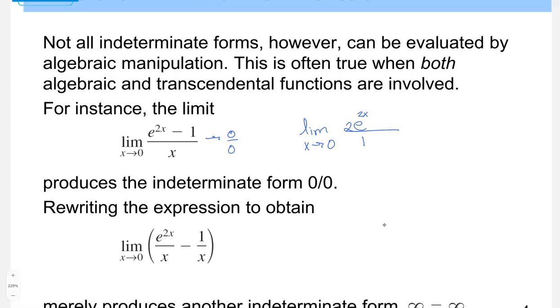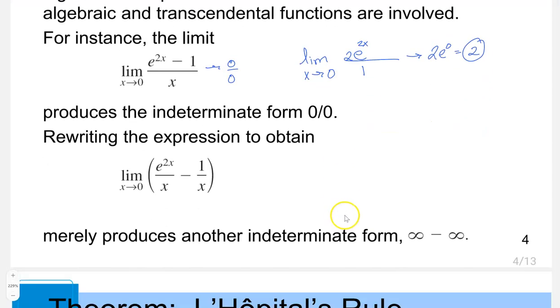Notice this is not the quotient rule. It's the derivative of the top and the derivative of the bottom separately. And then now we're going to reevaluate that. When I plug 0 in, I'm going to end up with 2. So there's my limit for that one.